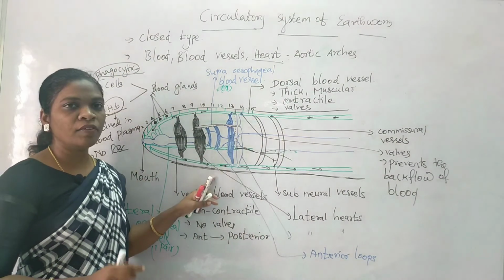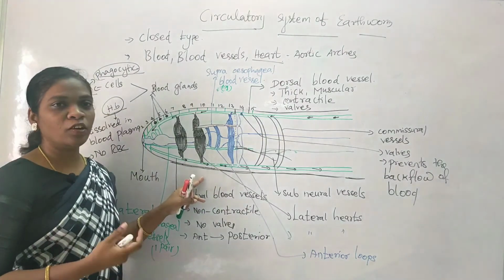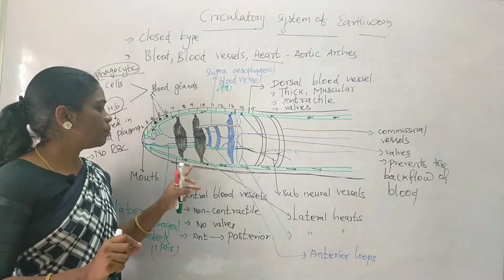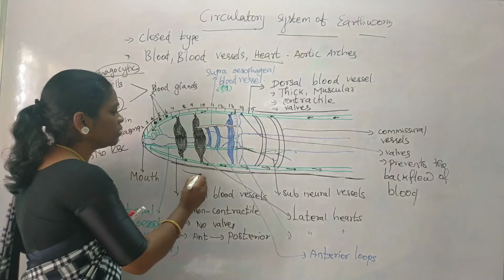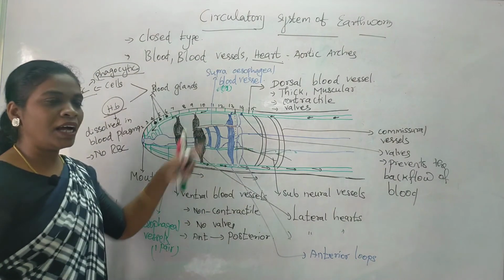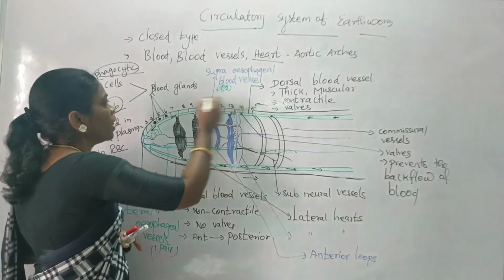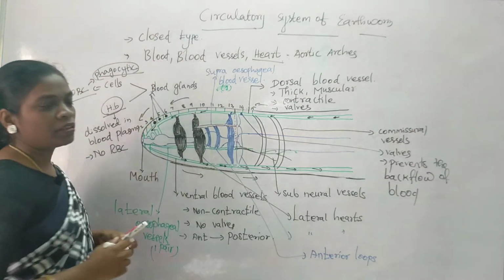The ventral blood vessel doesn't have any valves. It is not contractile either, so it is thin in nature. It supplies the blood from the anterior part towards the posterior region, but the dorsal vessel collects the blood from the posterior part towards the anterior region.